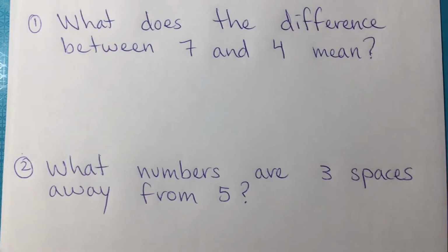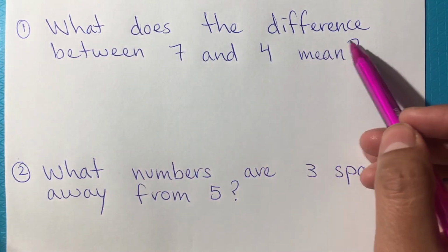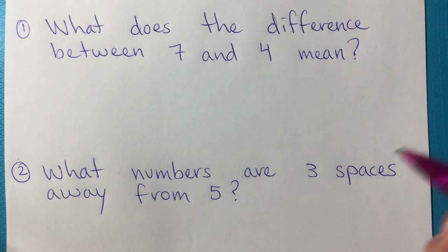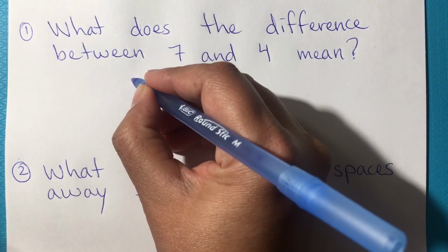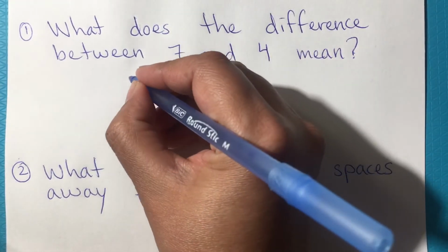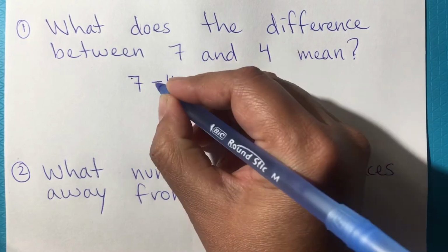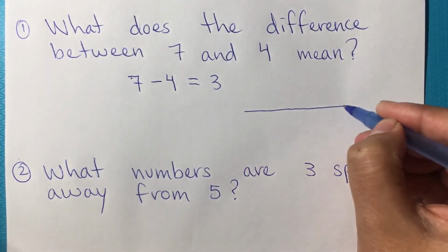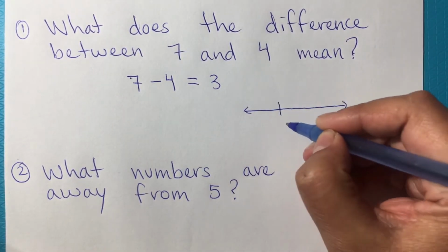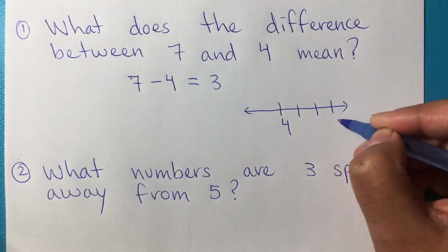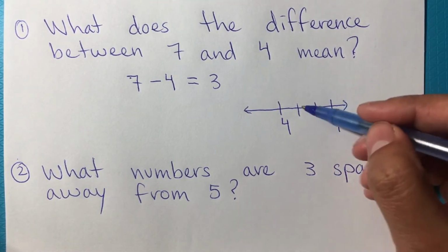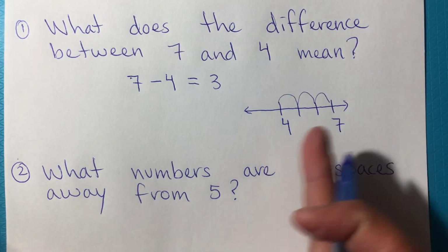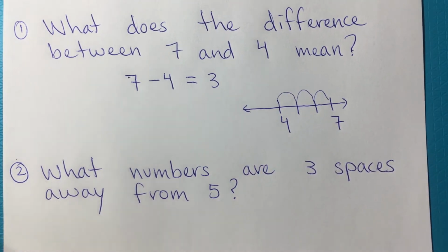Now let's apply that to word problems. What does the difference between 7 and 4 mean? Difference just means subtraction. If you say the difference of 7 and 4, it is just 7 minus 4. Difference is subtraction, and so 7 minus 4 is 3. And what that means is basically how many spaces are between 4 and 7. 4, 5, 6, 7. So we can see that there is 1, 2, 3 spaces between them. The difference between those two numbers is 3 spaces.